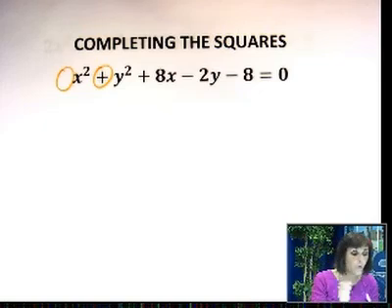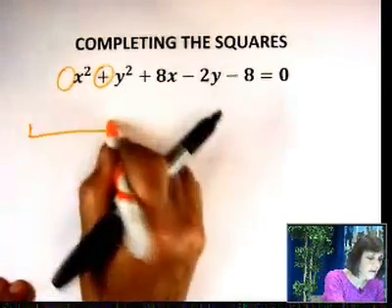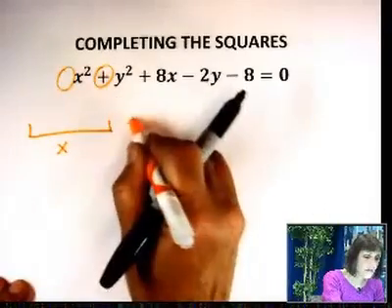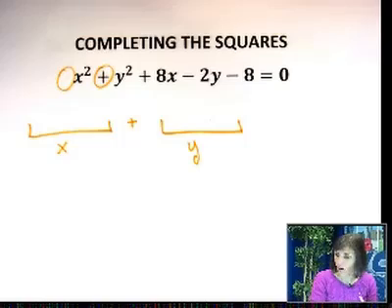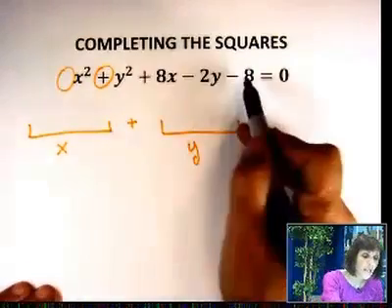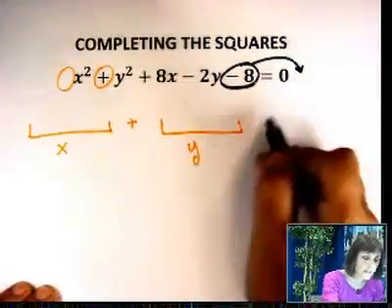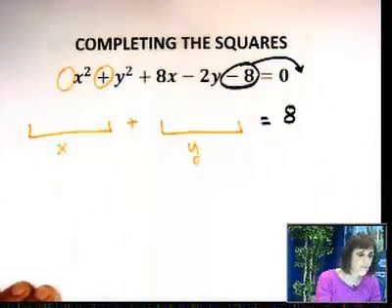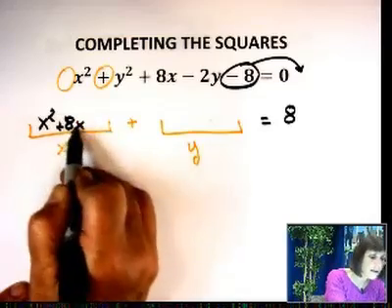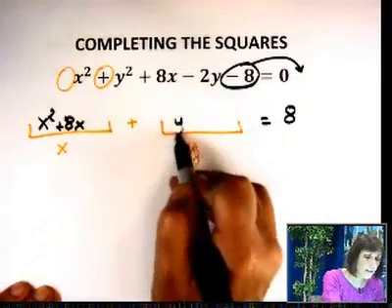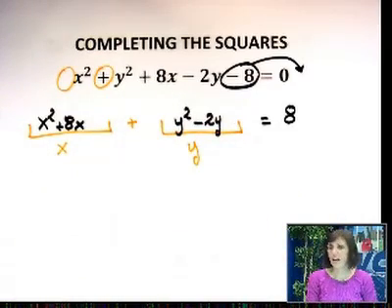Now we are going to do completing the squares with the x's. So put the x's on one side, and then plus, and you have the y's. And then what you need to do, just move that loner guy by himself to the other side. So let's rewrite. You have x squared plus 8x, you have y squared minus 2y, and you have an 8.